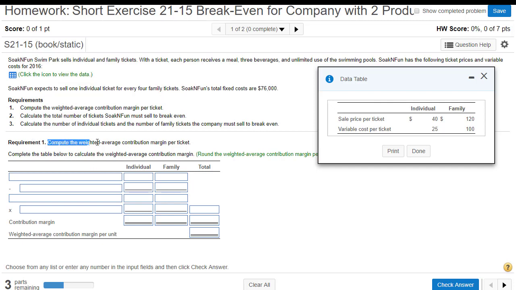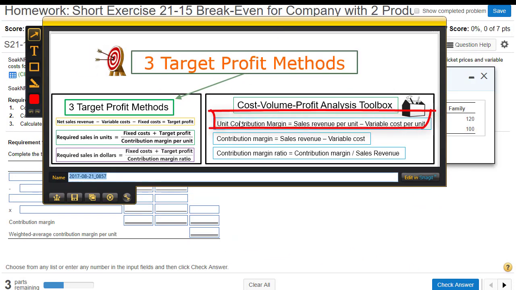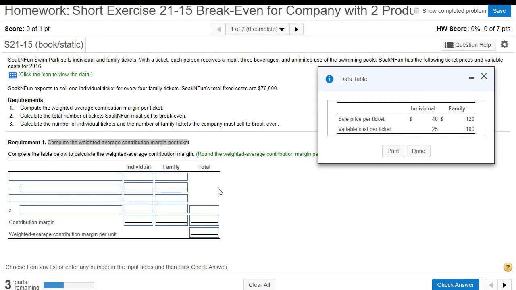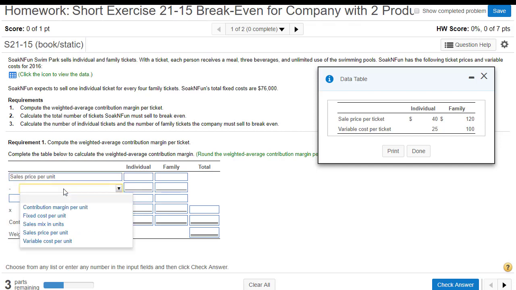So requirement 1, compute the weighted average contribution margin per ticket. So we're going to calculate the contribution margin per ticket first. So remember, the contribution margin per unit, which is per ticket, is right here, unit contribution margin. So it's the sales revenue per unit minus the variable cost per unit. So we're going to have the sales price per unit minus the variable cost per unit.